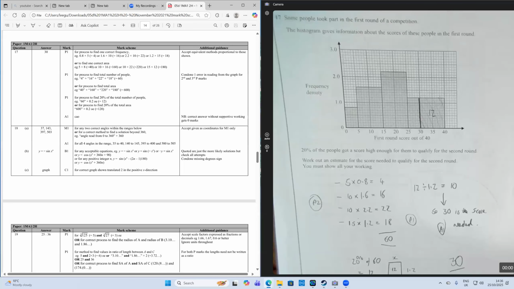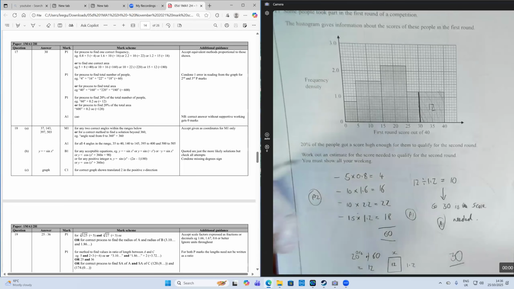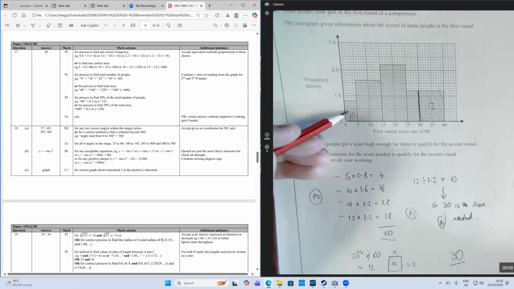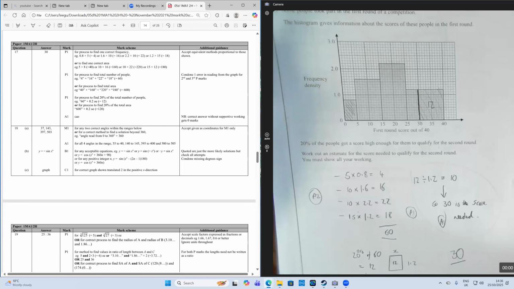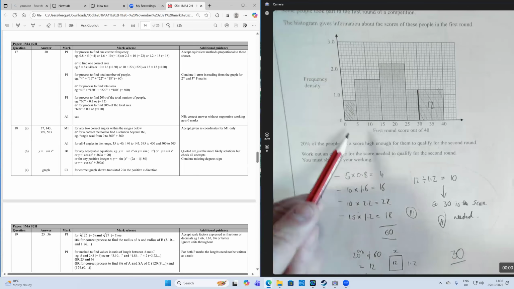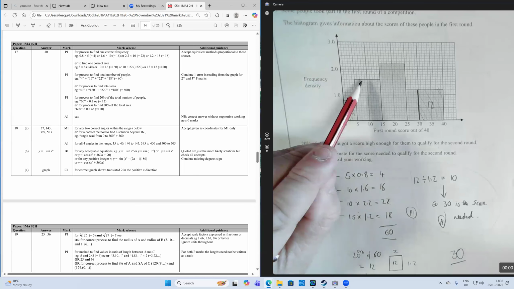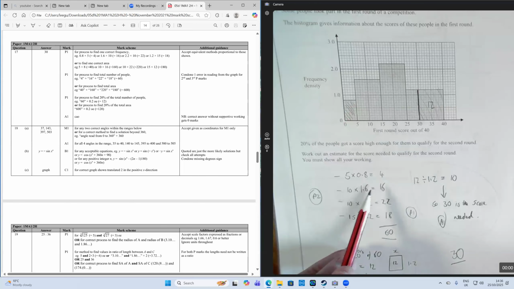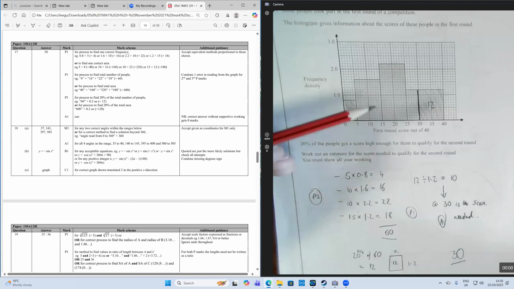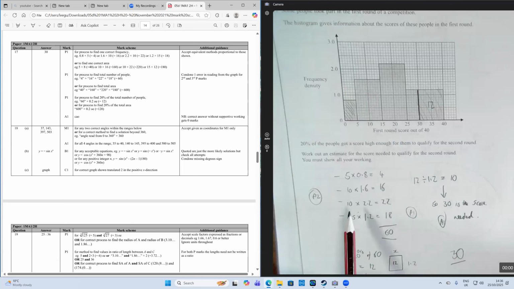So step 1 is we need to know how many people there were. And you may or may not remember that the area underneath the histogram is what gives us the frequency. So we need to find the area underneath each one of these bars. So first of all, let's have a look. This bar is 0.8 high and it is 5 wide. So it has an area of 5 times 0.8. The second bar is 10 wide and it has a height of 1.6. So that is 10 times 1.6, that's an area of 16. The third bar has a width again of 10 and a height of 2.2. So its frequency is 10 times 2.2 equals 22.